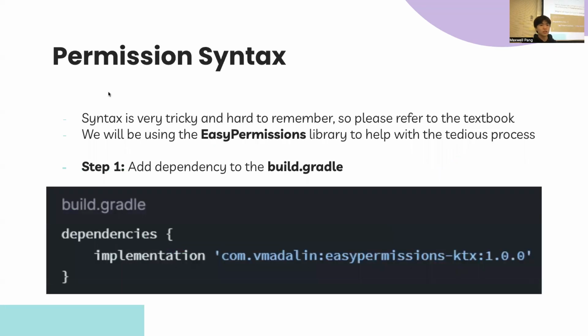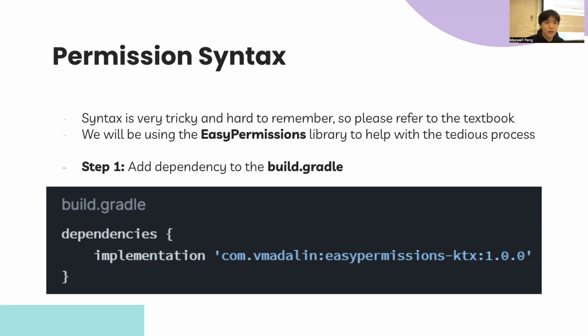Permission syntax is very tricky and none of us remember it. So we always come back to the slides or the textbook somewhere to find it, which is perfectly normal. Hopefully this demo video serves as a good guide to you. Step one is to add the dependency to the build.gradle, and I'll be going over all of these steps in the demo. We use EasyPermissions as our library because it makes it a lot easier and makes permissions lasting.